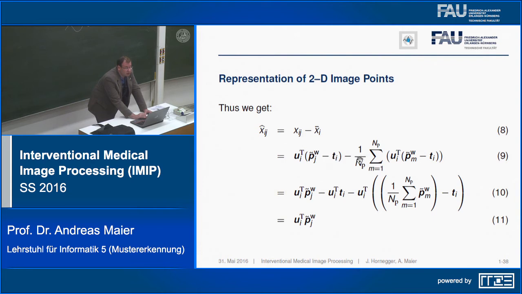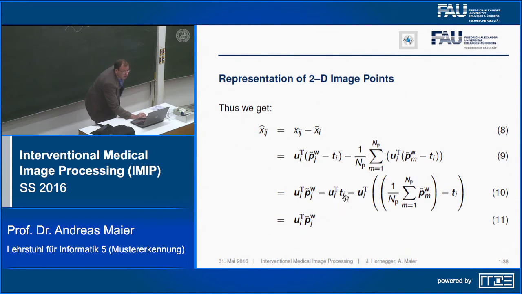And of course, we can do the same for our mean value. And our mean value is just the sum over all points divided by the number of points, where we do exactly the same projection. Now, if we do that, you can actually see that your translation vector t, because this is a sum over m, is independent of the index, so you can actually pull this out and also normalize it with 1 over np. So you see that this translation vector goes out of here. And you can also split the product up here into u times p and u times t.